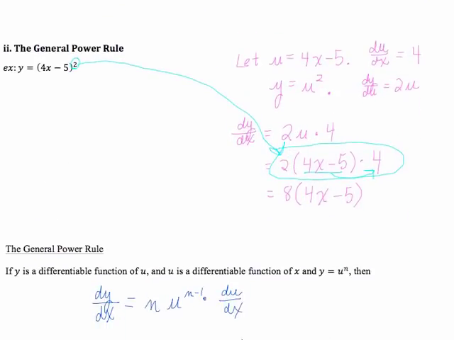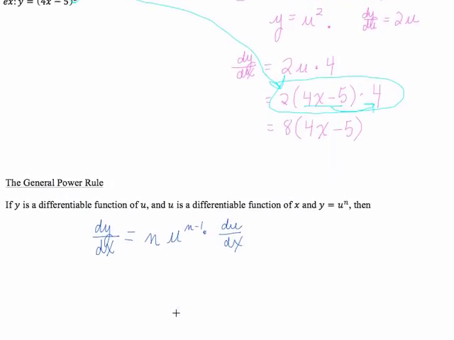So what it says is if y is a differentiable function of u, and u is a differentiable function of x, then y equals u to the n power. So you have really anything to the nth power. It doesn't just have to be a polynomial. What happens is that power comes down out front. You keep that inside function right there. You reduce the power by 1, and then you multiply times the derivative of that inner function u. So that is the general power rule.